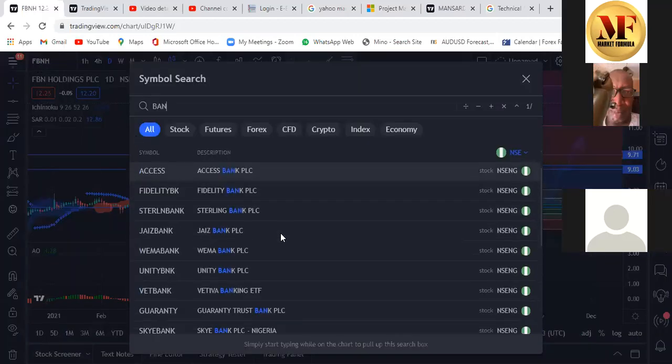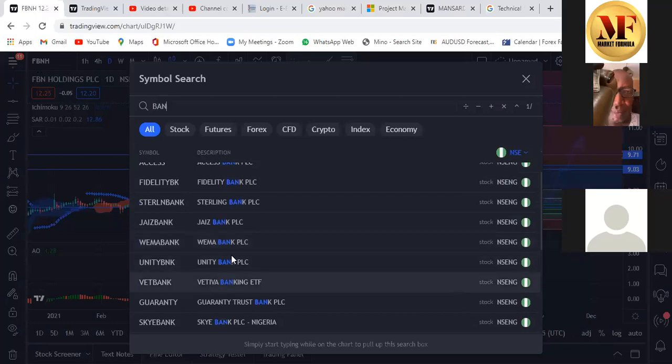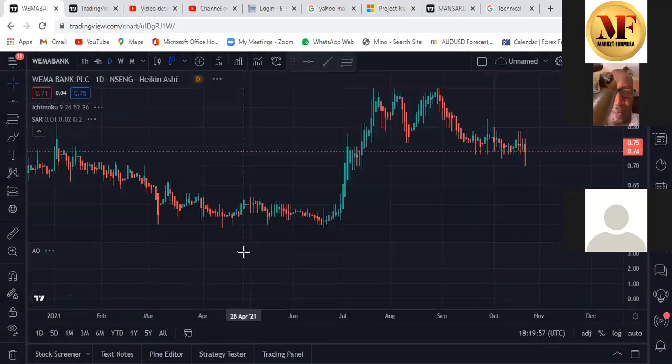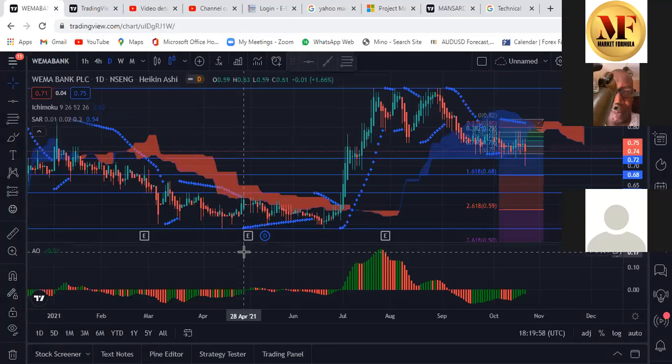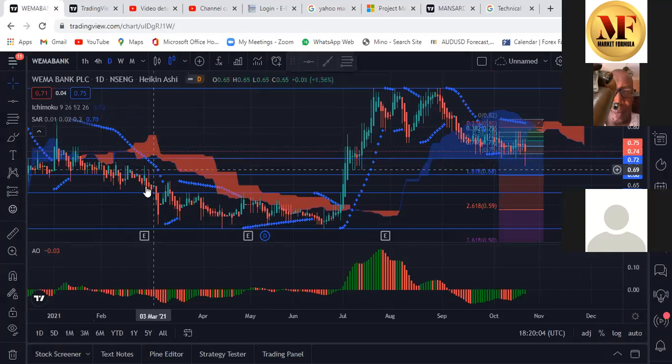There's this bank that I'm looking at. I don't know why it has refused to follow all the banks. Every other bank is going up, which means the sector is good. First Bank, Zenith, all of them, they are looking up.